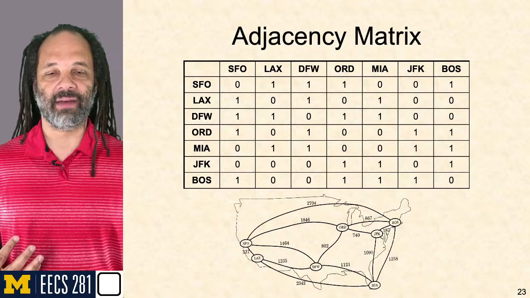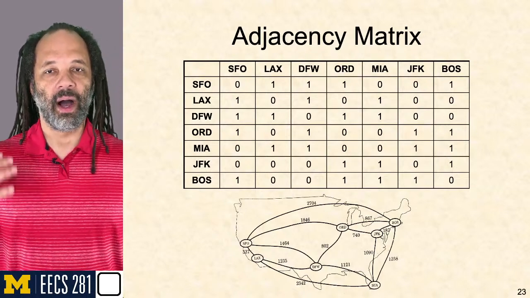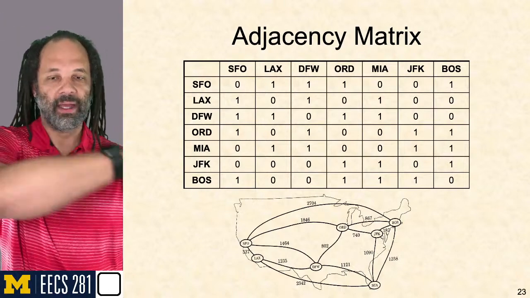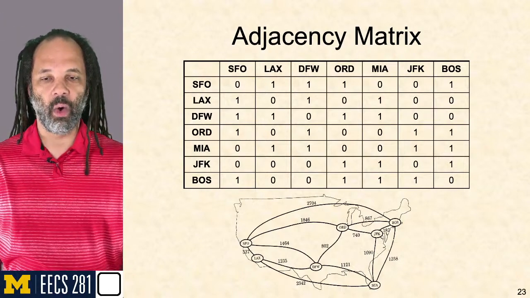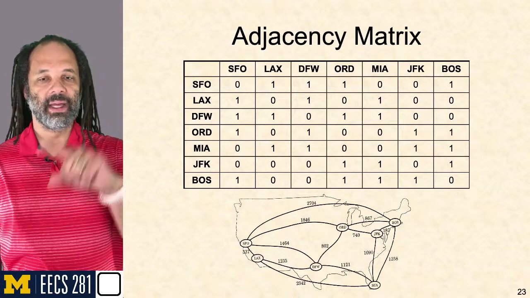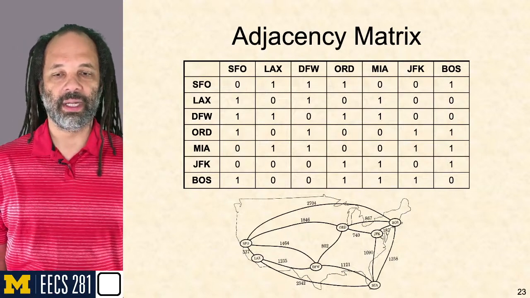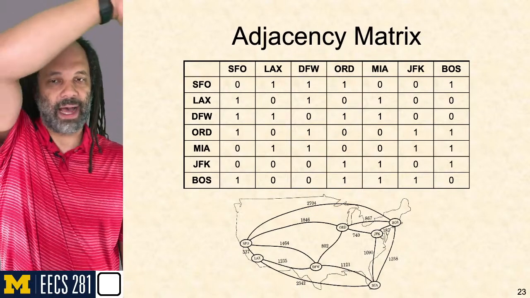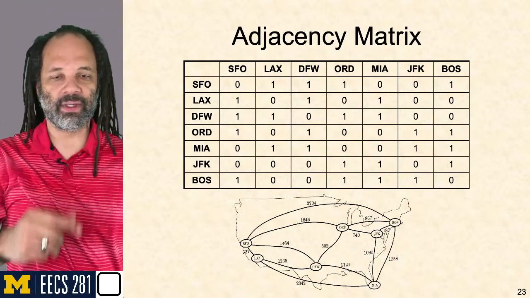In this case, because I've got an undirected graph, you'll see that it's symmetric across that diagonal there. ORD to SFO is represented, so is SFO to ORD. So we think of this as the froms and across the top as the tos. So this is an adjacency matrix.